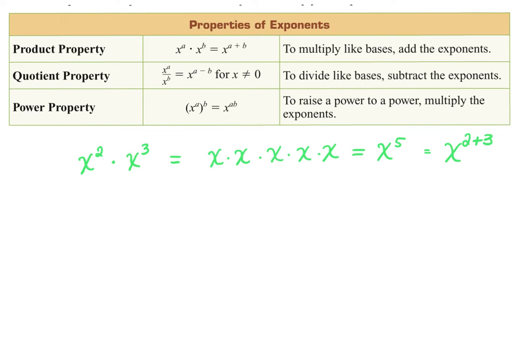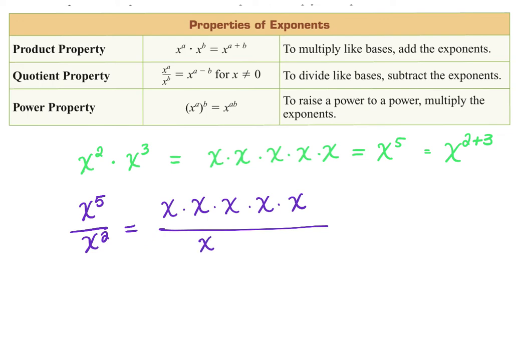Why does this work? Let's use the same type of example with expansion. Let's say I have x to the 5th divided by x squared. I am going to expand. I have 5 x's on top, and I have 2 x's on bottom. Now, what happens when I divide any number by itself? 3 divided by 3, 4 divided by 4, 5 divided by 5. What do I always get? 1.